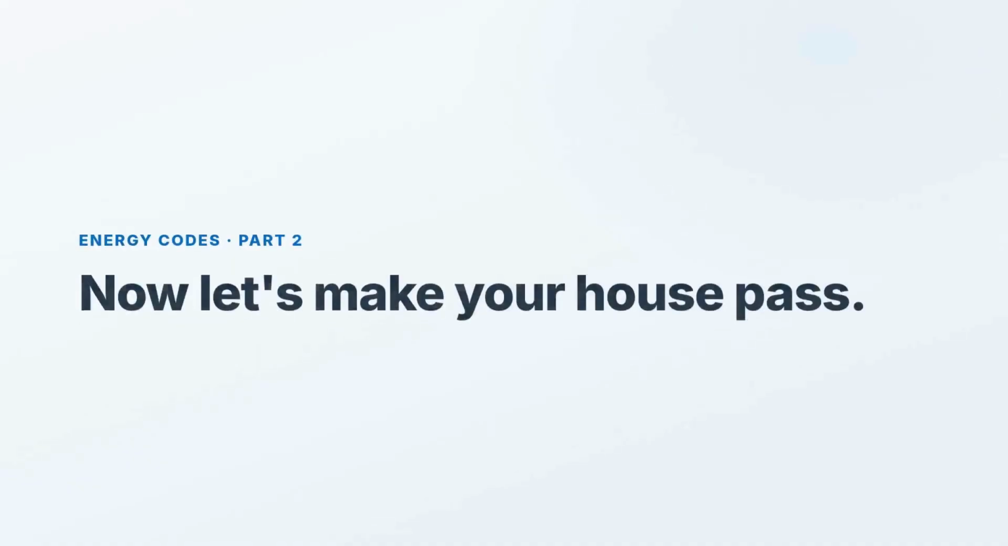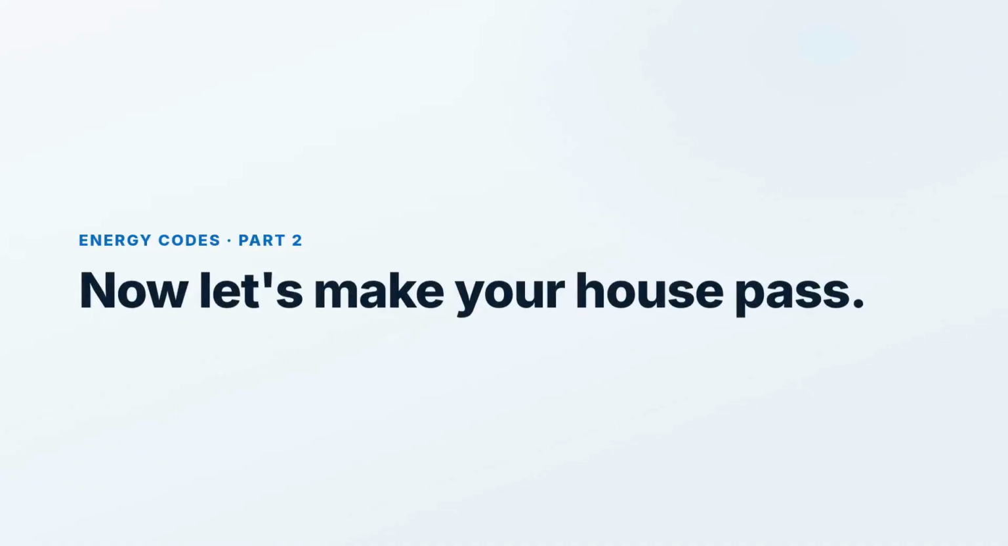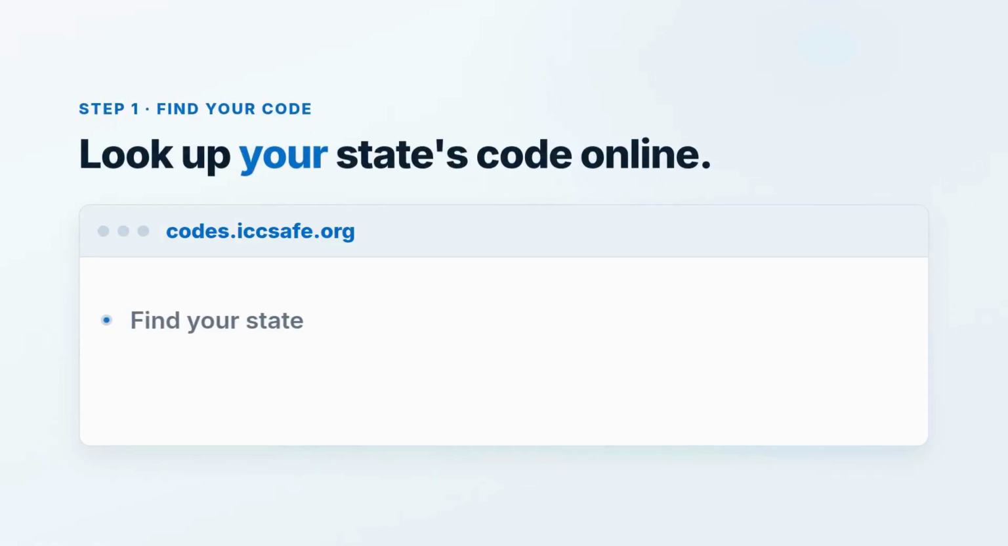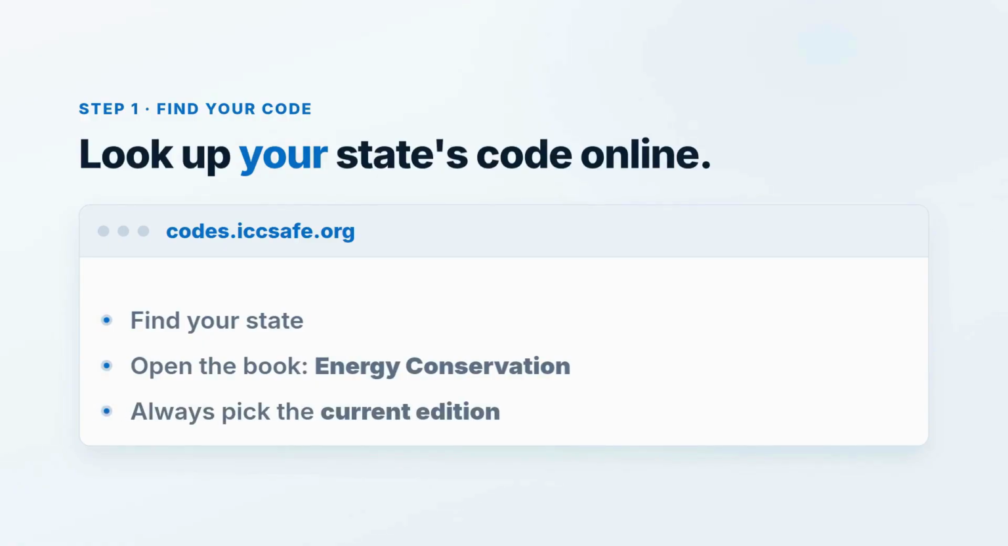In part one, we covered what energy codes are. Now, let's actually pass one. So looking at these things, the site that you want to go on to where you can educate yourself about your state's individual energy code, you can go to codes.iccsafe.org. And now when you go on there, you're going to find your state.